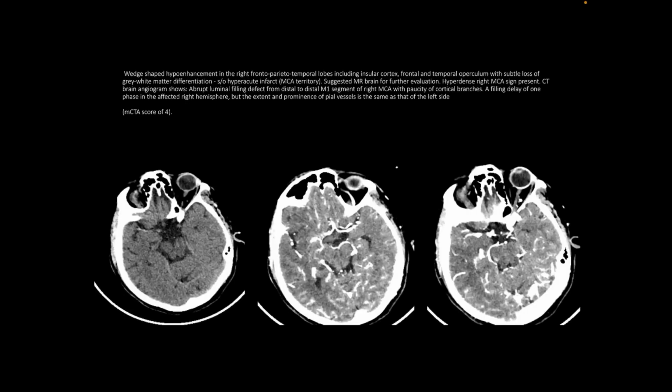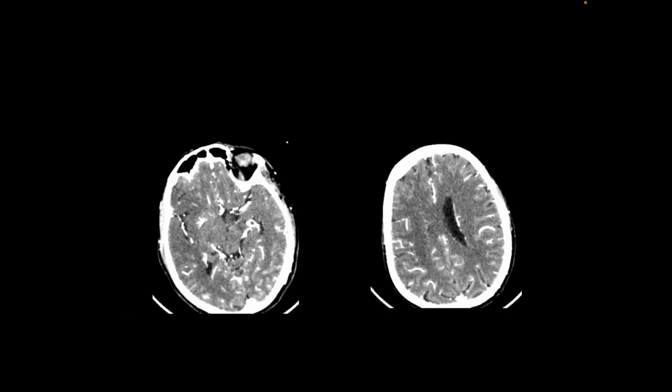This is the CT and CT angio when she presented to the hospital. In the plain CT, it shows a right dense MCA sign, and in the CT angio, we can see a right MCA cutoff. And there is a paucity of vessels in the corresponding area. Yes, sir.